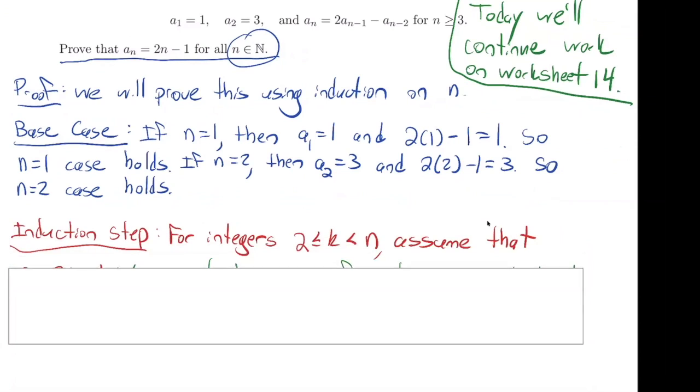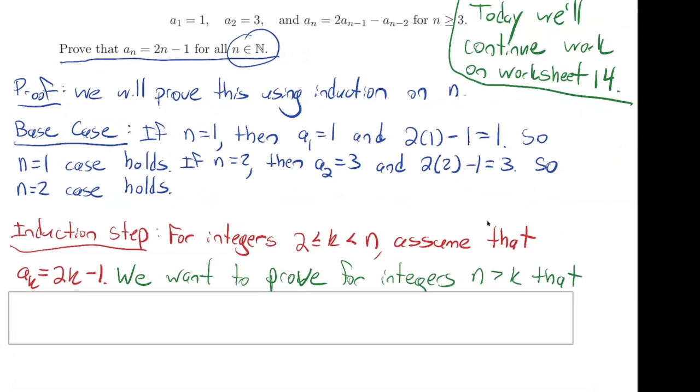Then let's check out this induction step over here. For the induction step, we're going to take integers k that are bigger than or equal to 2 and less than n. And then we're going to try and show that this would knock over values larger than k. In other words, this is going to handle case 3, 4, 5, 6, 7, all the way out. And we're going to assume this is true for all integers in this range.